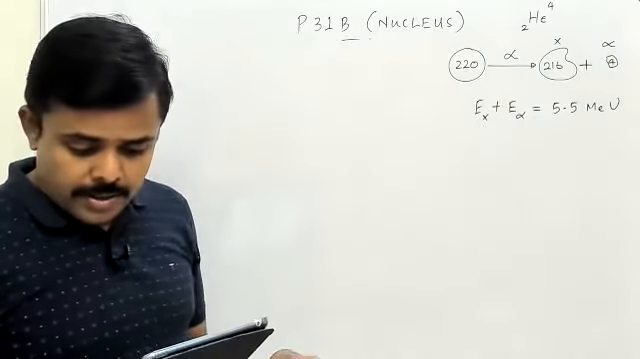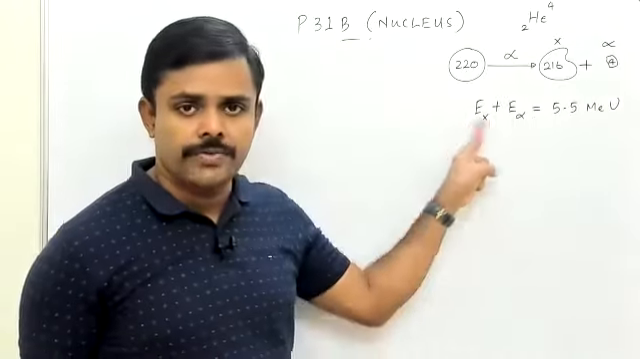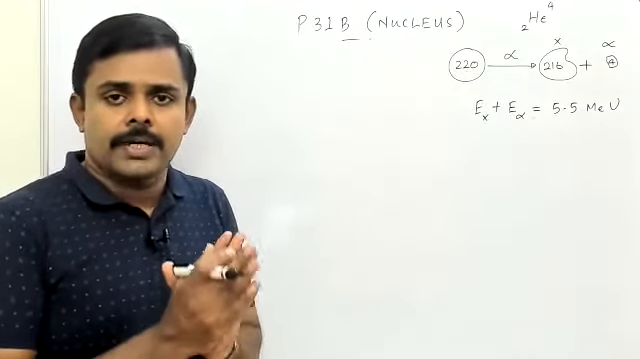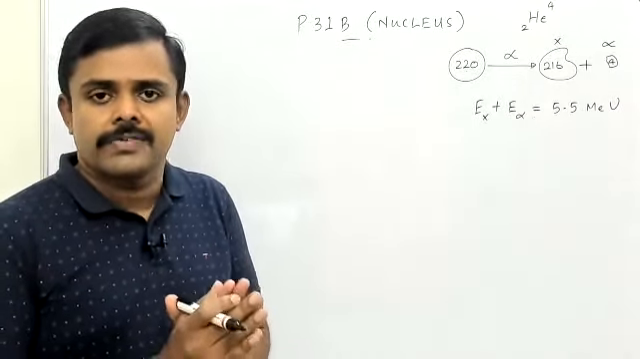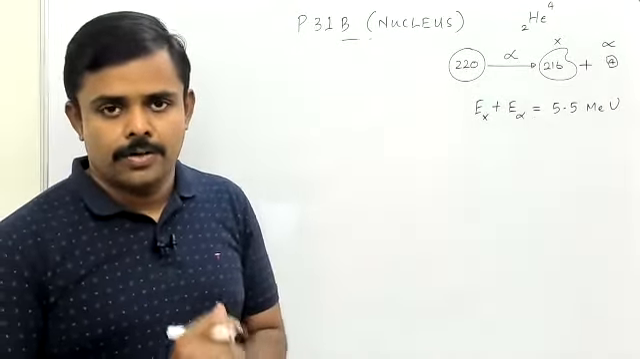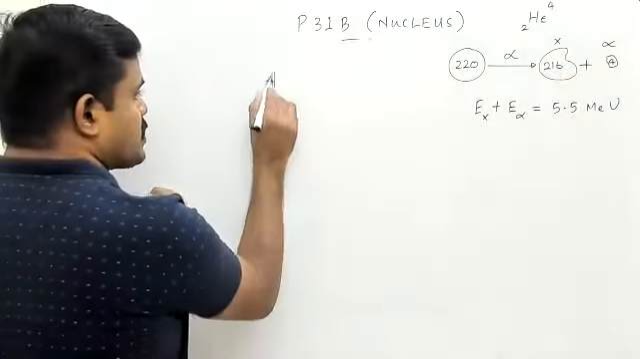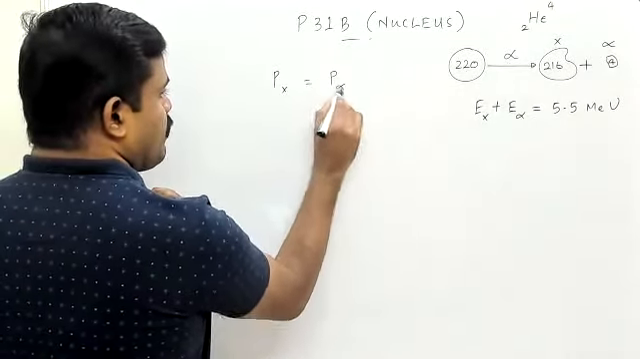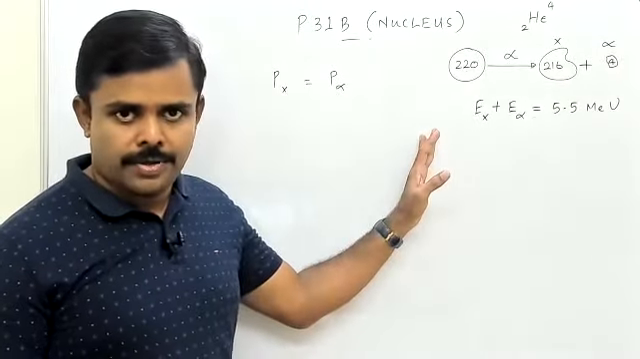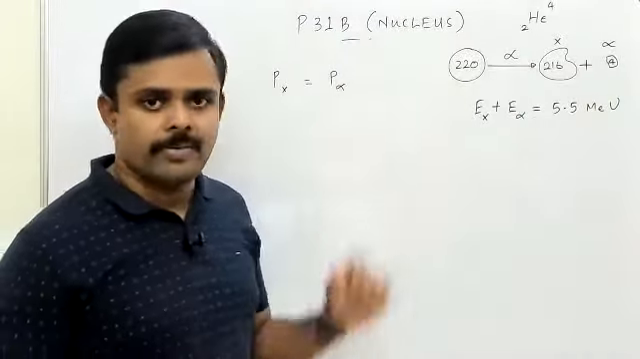What is the question? Kinetic energy of alpha particle is to be calculated. I have two variables, so I need one more equation. Whenever you think of nuclear decay, the first thing to come to your mind is the law of conservation of linear momentum. This is happening in accordance with it. Momentum of X should be equal to momentum of alpha numerically. Momentum of X plus momentum of alpha should be equal to 0.